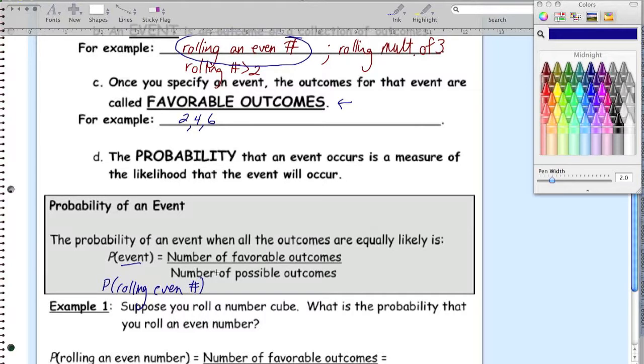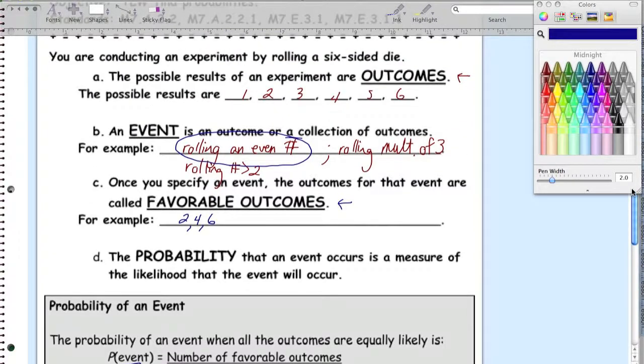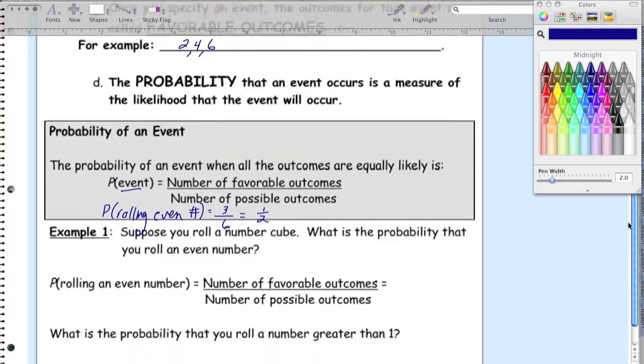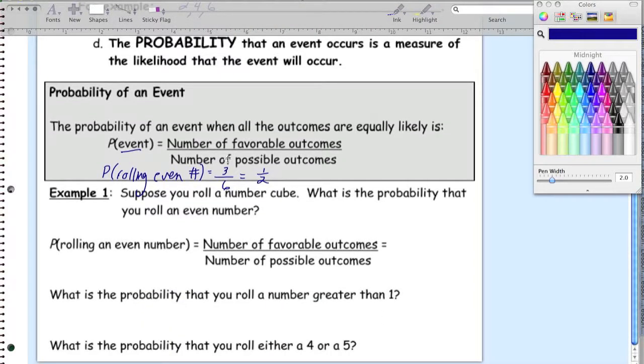So the probability of rolling an even number, we want to say how many favorable outcomes do we have? We have 1, 2, 3. 2, 4, and 6 are favorable outcomes. So we have 3 favorable. How many possible outcomes are there? Well, we're rolling a die, and we listed up above that our possible outcomes are 1, 2, 3, 4, 5, and 6. So we have 6 of them. So our probability is 3 out of 6, or 1/2. And that's really what you're trying to find: the probability that an event occurs. So the probability of rolling an even number is a measure of the likelihood that it will occur. So there's a half chance or 50% chance that you're going to roll an even number. And that makes sense based on our knowledge of rolling a number cube, or a die, as we said before.